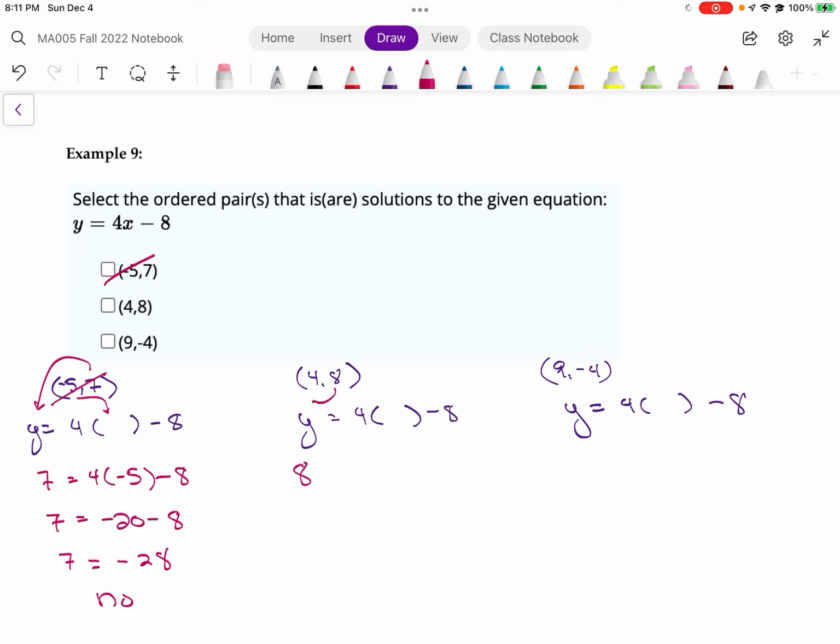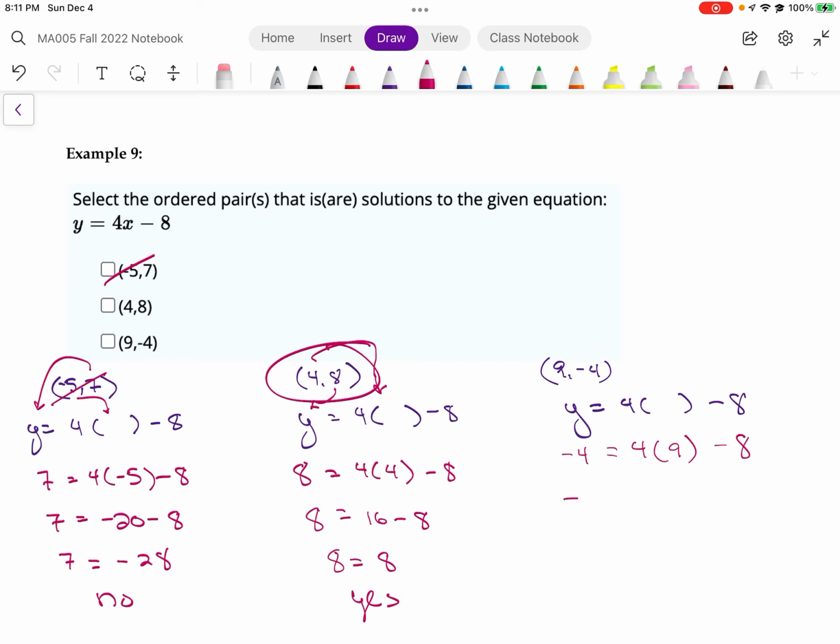All right, the next one. 8 is the y value. 4 is the x value. So 4 times 4 minus 8. 8 equals 16 minus 8? Yes, it does. 8 equals 8. So this is a solution, yes. What about this one? y is negative 4 equals 4 times 9 minus 8. Negative 4 equals 36 minus 8, which is 28. That is definitely not a solution, no. So the only one we have here is this one.